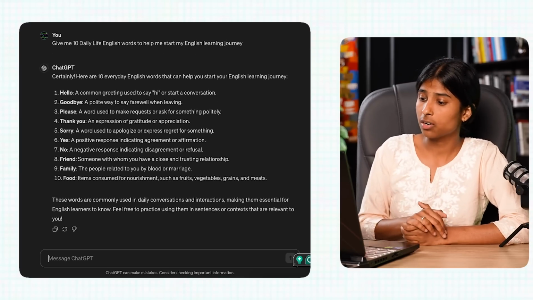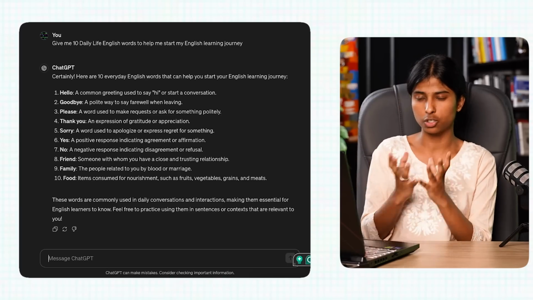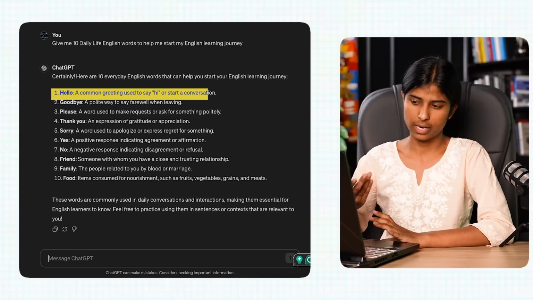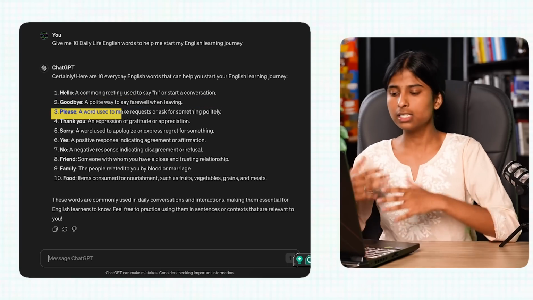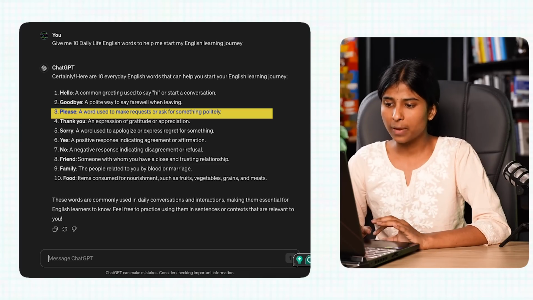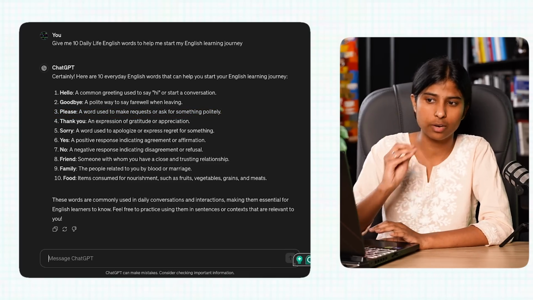So here are 10 everyday English words to help you kickstart your English learning journey. The first one is hello, which you guys already know. Then we have goodbye, you know, bye-bye. Then we have please, obviously, which is a polite word to make a request. So basically, these are very basic words, just the starting words.